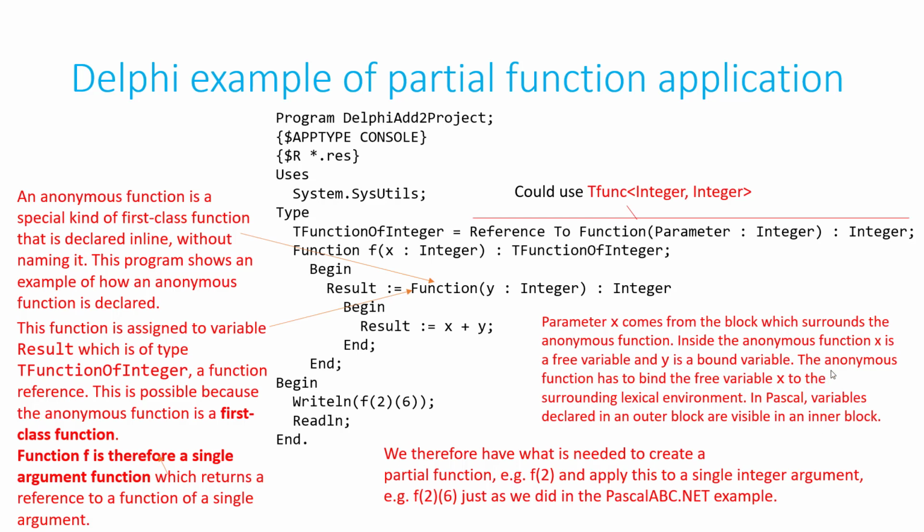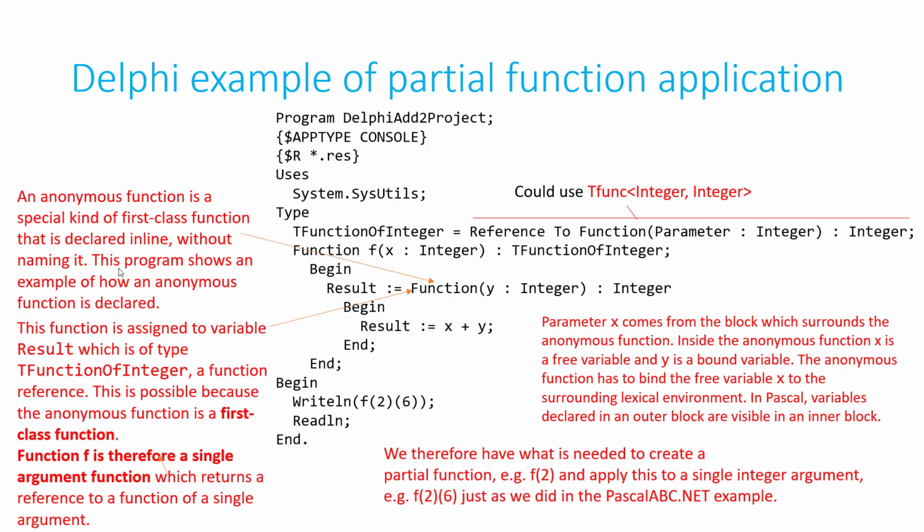So the key thing here is that the anonymous function has to bind the free variable x to the surrounding lexical environment. Now in Pascal, variables declared in an outer block are visible inside an inner block. So the inner block is this function begin end. Okay, so just to remind you again, an anonymous function is a special kind of first class function that is declared in line without naming it.